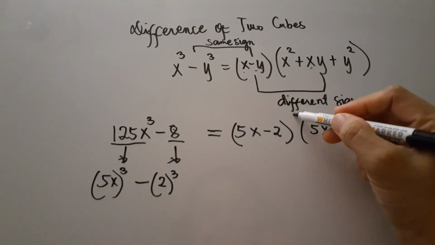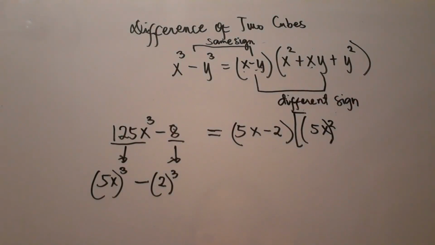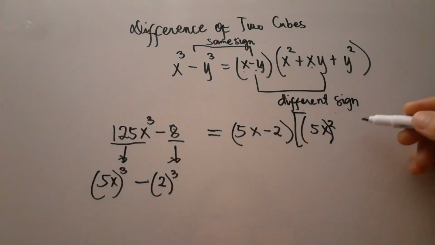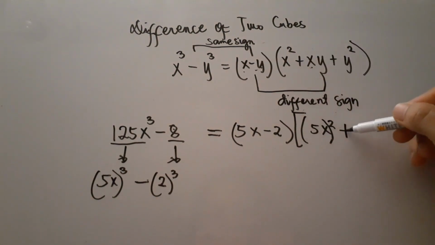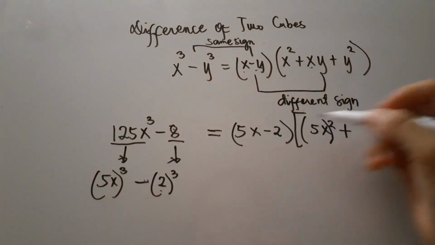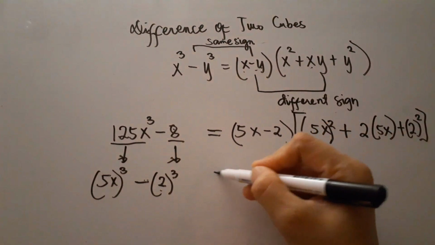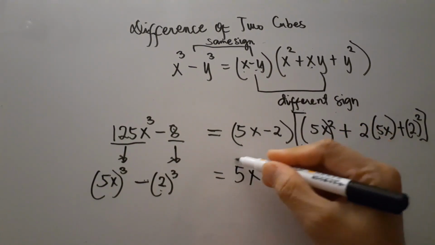Remember that our sign is positive in this trinomial, so we square 5x. Then we combine together by multiplication. We have 2 times positive 2. Remember the sign, which is all positive, so positive 2 times 5x. We combine this together, and then you have positive the square of 2, and then 5x negative 2.